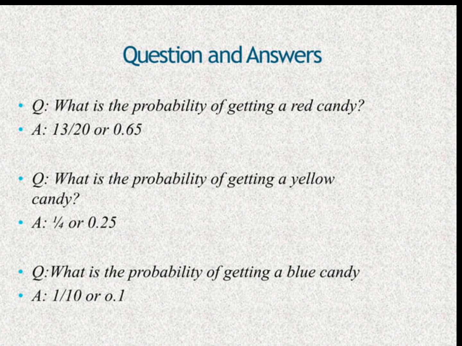Okay, now let's look at the questions and answers. What is the probability of getting a red candy? There are 26 red candies, so the probability is 26 over 40, which will leave you with 13 over 20. I said 13 candies earlier, sorry, it is 26 candies. The probability of obtaining a yellow candy: there are 10 candies that are yellow, so the probability of obtaining yellow is 10 over 40, leaving you with 1 over 4 or 0.25 as the case may be.